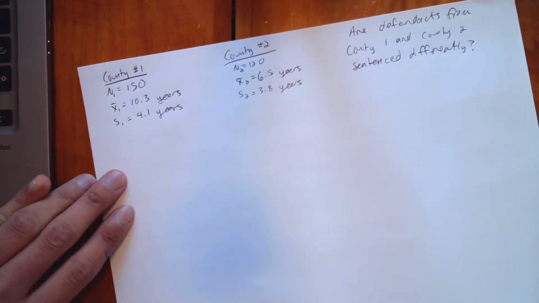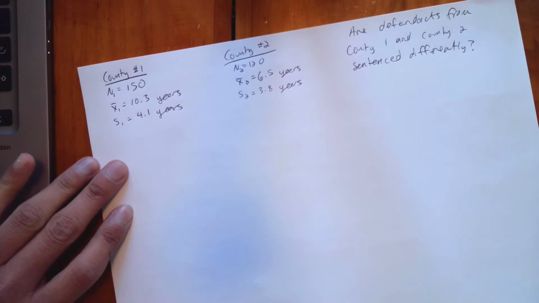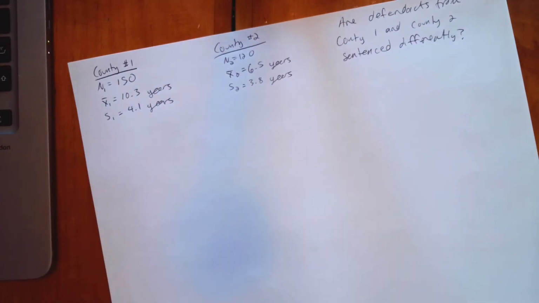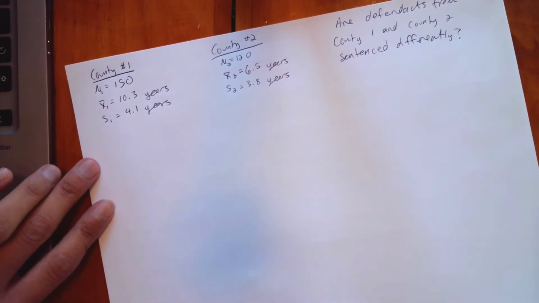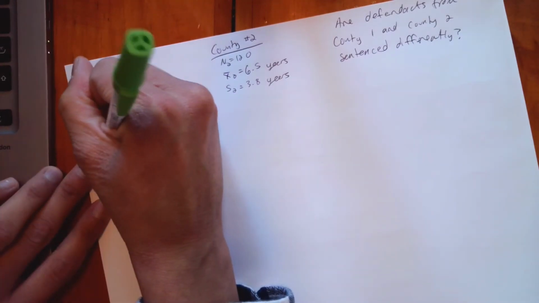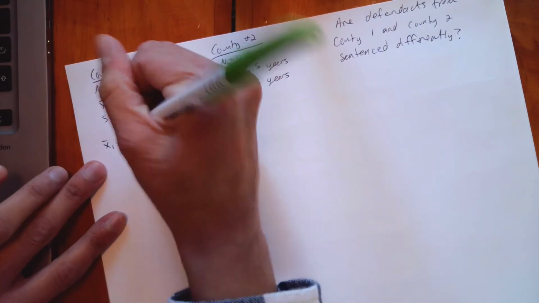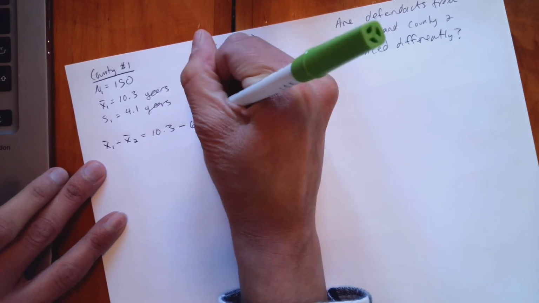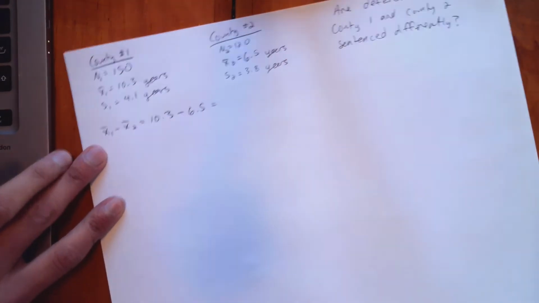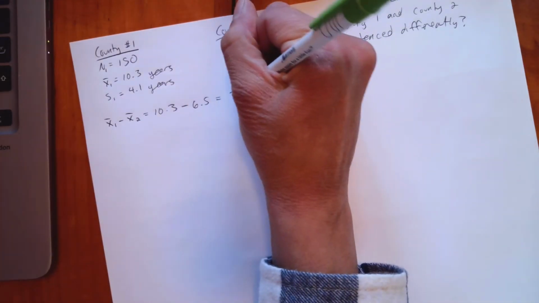So when we're doing a two-sample t-test, we're going to start by finding our difference in sample means, because that's the thing we're focusing on. We want to know if our difference in sample means is reasonable to get, assuming that there is no difference between the sample means and the population. So our difference in sample means here, our x bar 1 minus x bar 2, is going to be given by 10.3 years minus 6.5 years. So we have 10.3 here, 6.5 here. And that's going to come out to 3.8 years.